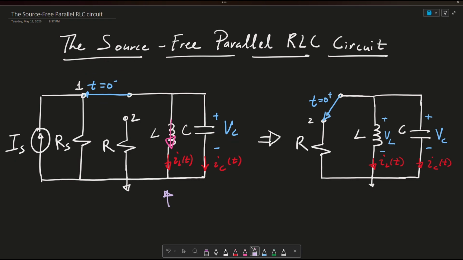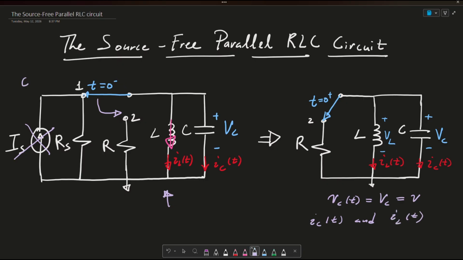And now what we want to do is imagine that we take away this current source IS, and essentially this switch here goes to point 2, and now we have this circuit here to the right. And what we want to do is analyze three different things. The first thing we want to analyze is this VC of t, or we could just call this VC, or I can just call this V. And essentially it's the voltage across my capacitor. Additionally, we want to analyze the capacitor current IC of t and the inductor current IL of t.